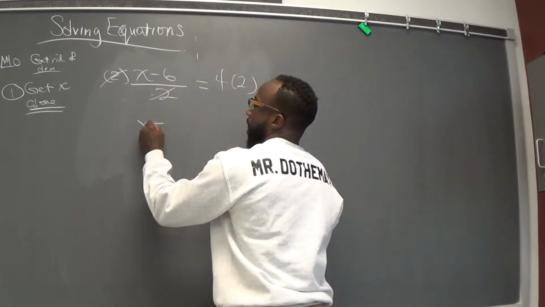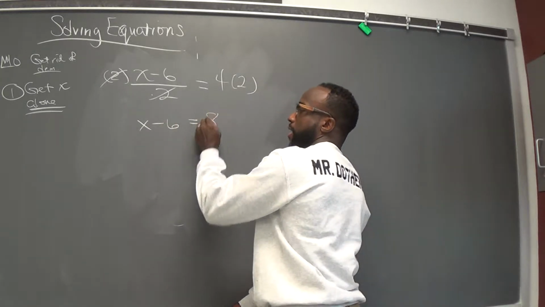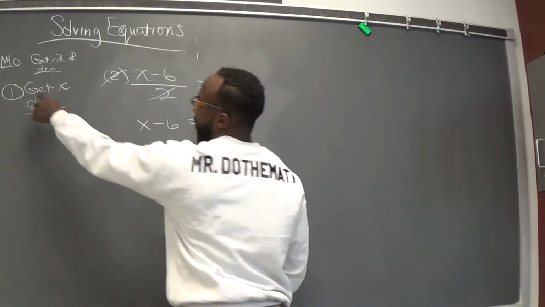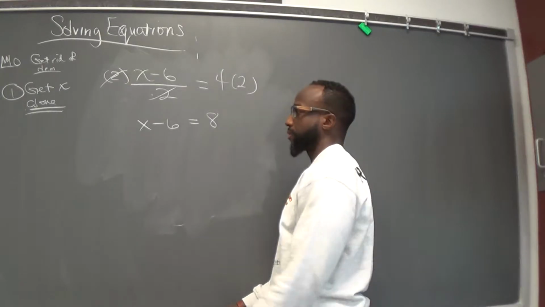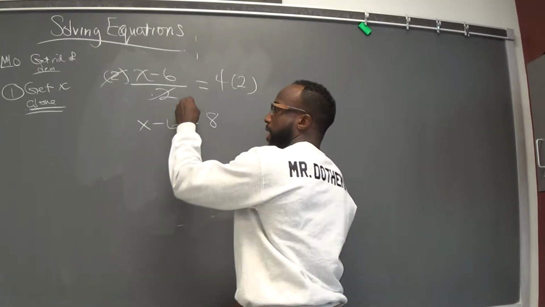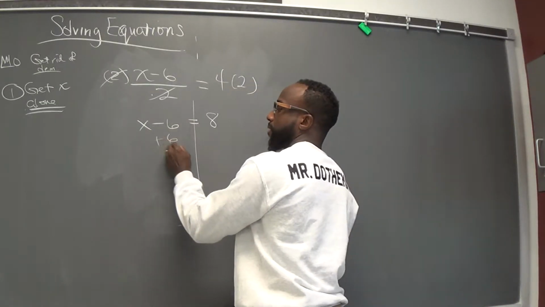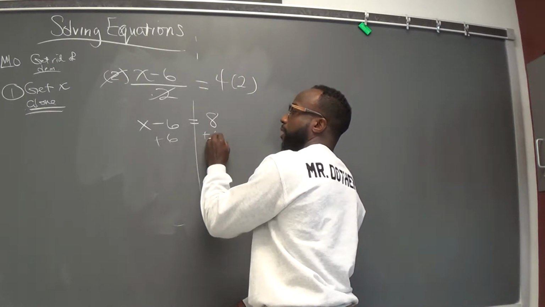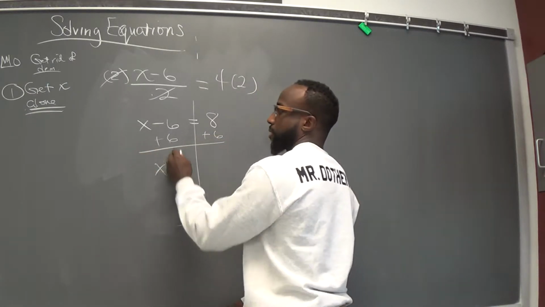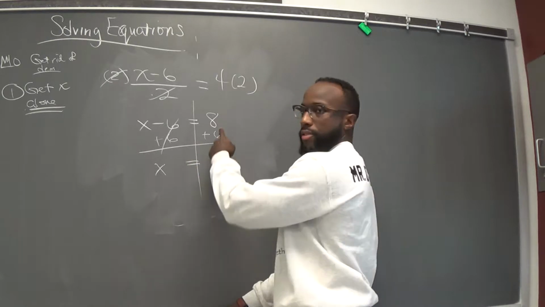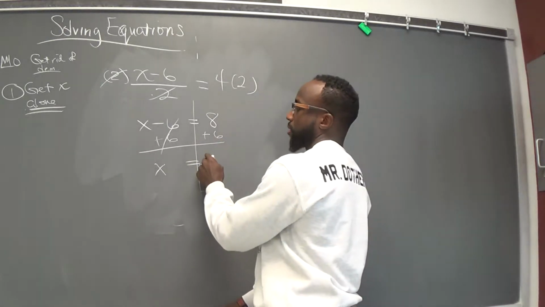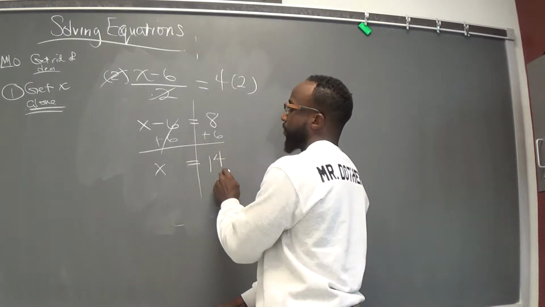Then from there, you have x minus 6 equals 8. Then you can go to step 1 and get the x alone. So if it's negative here, the inverse of minus 6 would be plus 6. So this is 0, and x equals 8 plus 6, which is 14. Okay?